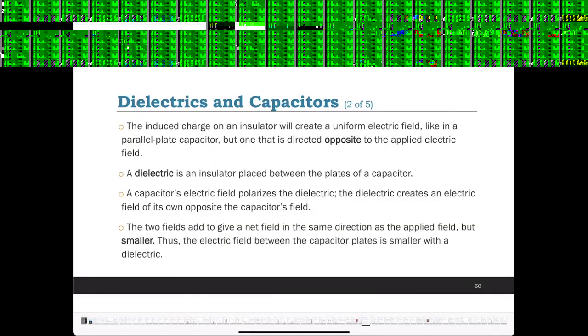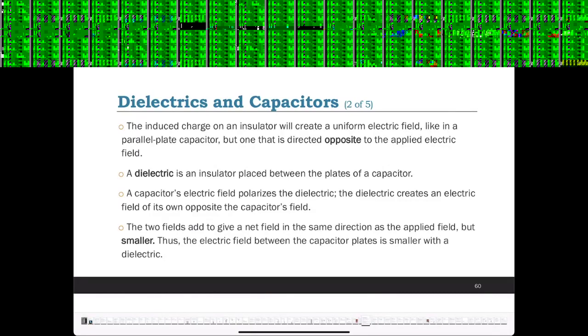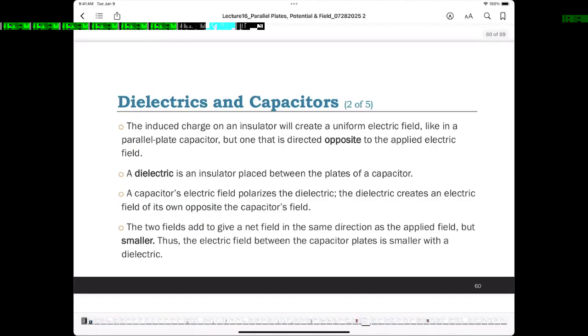A capacitor's electric field polarizes the dielectric. The dielectric creates an electric field of its own, opposite the capacitor's field. The two fields add to give a net field in the same direction as the applied field, but smaller. Thus, the electric field between the capacitor plates is smaller with a dielectric. This is how the dielectric works in this kind of capacitor.